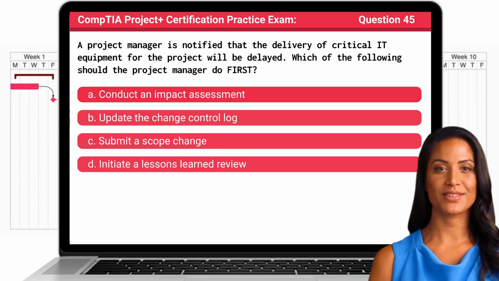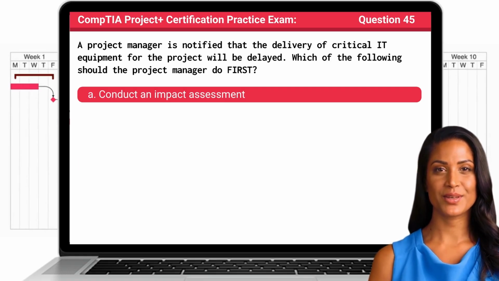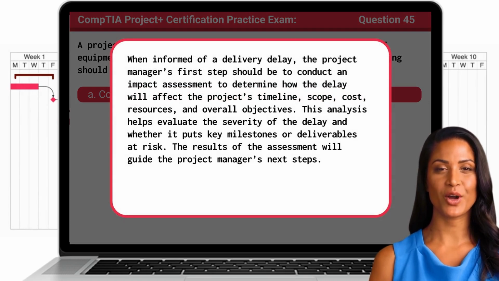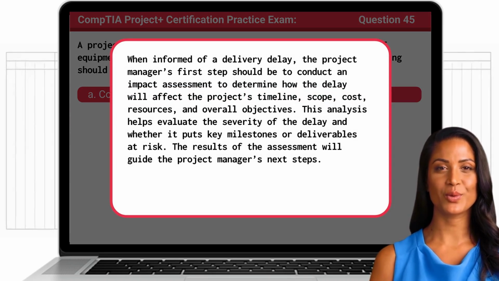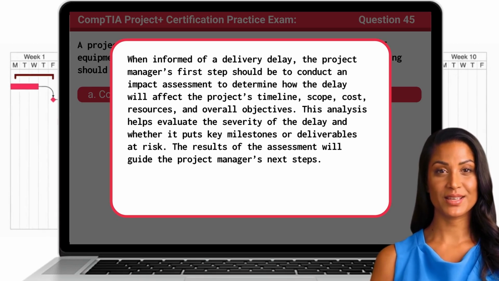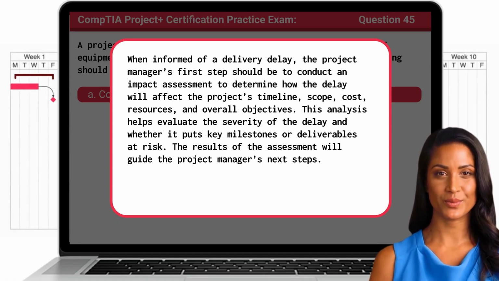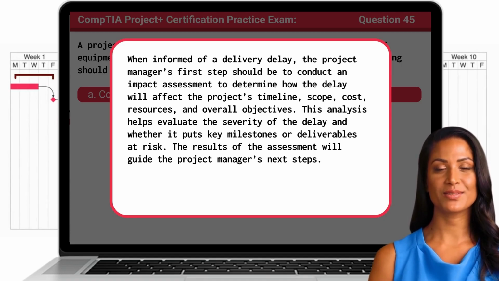The answer is A. Conduct an impact assessment. When informed of a delivery delay, the project manager's first step should be to conduct an impact assessment to determine how the delay will affect the project's timeline, scope, cost, resources, and overall objectives. This analysis helps evaluate the severity of the delay and whether it puts key milestones or deliverables at risk. The results of the assessment will guide the project manager's next steps.